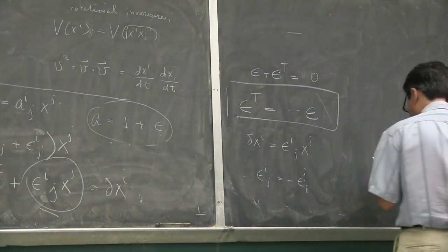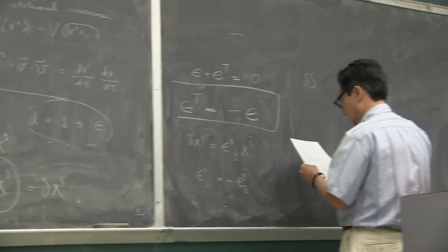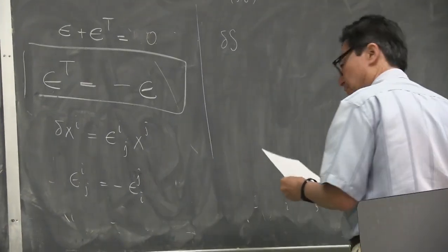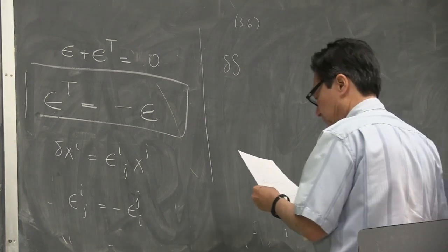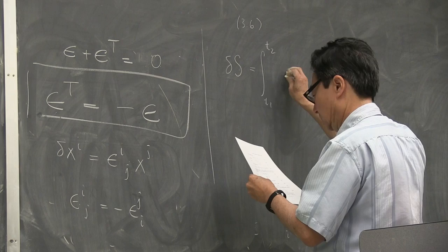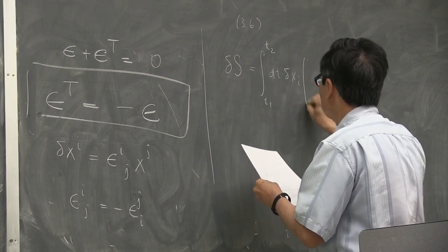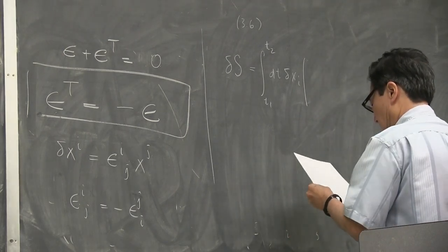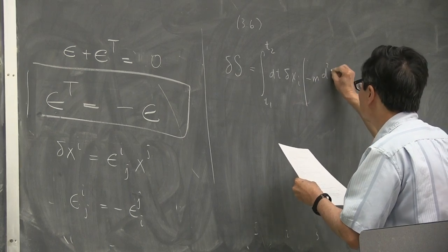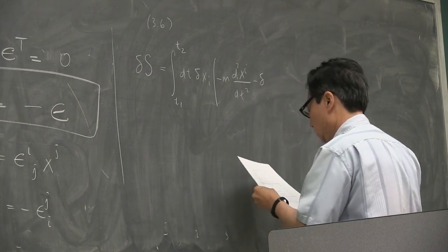And referring to an earlier result, you're going to find this. And delta S. Equation 3.6, I don't know if you have the notes in front of you. This is an equation which I wrote down earlier. This is the integral from t1 to t2, dt, of something multiplying delta xi. There's this guy minus m. Well, this is our earlier result. Let me write it down.